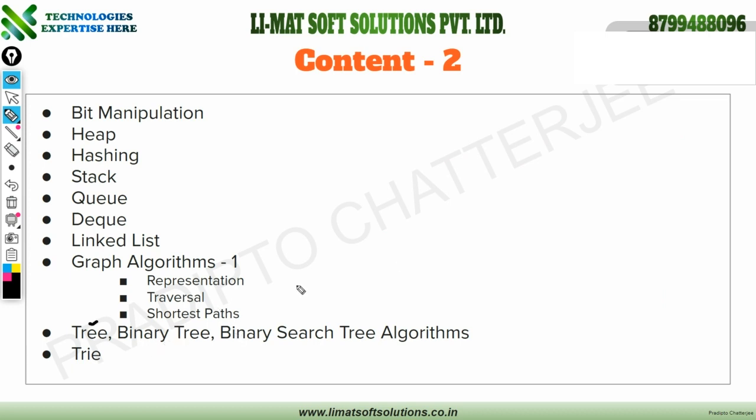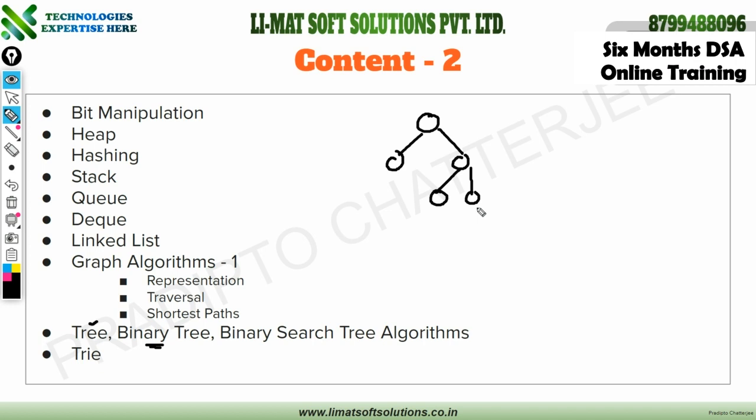After that, in tree specially, we are going to cover binary trees. What is a binary tree and what is a normal tree? The difference is that a binary tree is where we can have at most two children. So you can see this node has two children, this node has one child, this node is not having any children. So this is a binary tree.